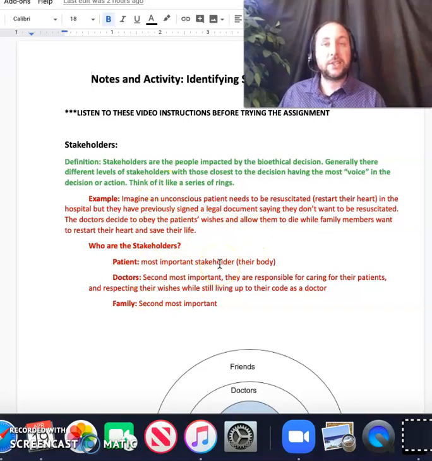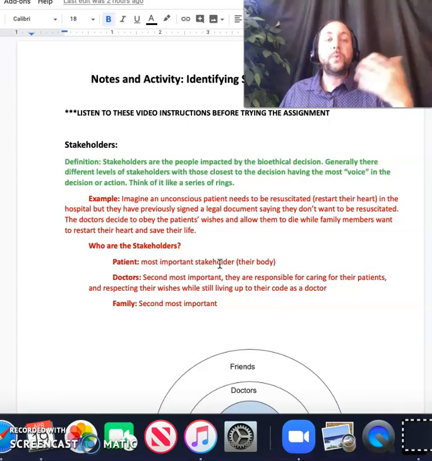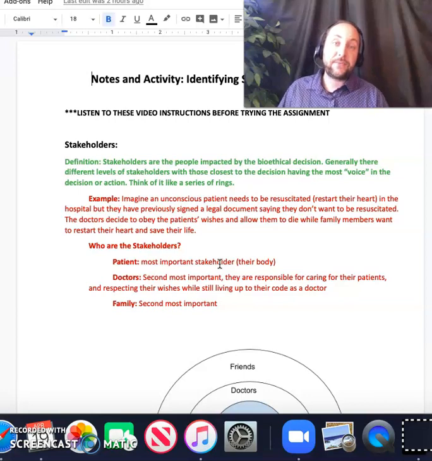So imagine an unconscious patient who needs to be resuscitated, their heart needs to be restarted. They're in the hospital, but they signed a legal document called a DNR saying they do not want to be resuscitated, so they don't want to have their heart restarted if it stops. The doctors decide to obey the patient's wishes and allow them to die, while family members want to restart their heart and save their life. So whose wishes are followed in this case? Well, the action taken is to not restart their heart, and that's what the doctors decide to do.